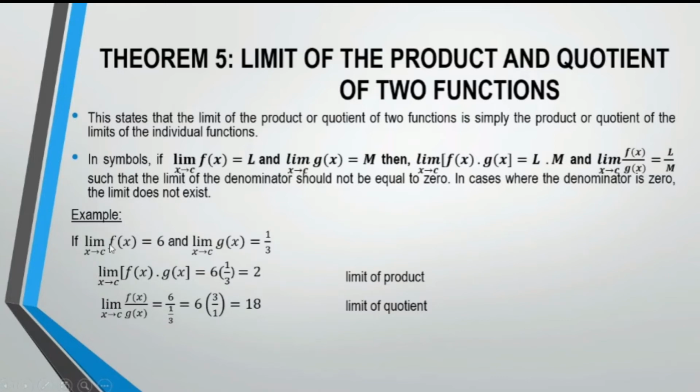Example, if limit of f of x is equal to 6 as x approaches c and limit of g of x is equal to 1 over 3 as x approaches c, then limit of f of x times g of x is equal to 6 times 1/3, which is equal to 2. That is the limit of a product. Next, limit of f of x over g of x as x approaches c is equal to 6 divided by 1/3, which is equal to 6 times 3 over 1, which is equal to 18. That is the limit of a quotient.